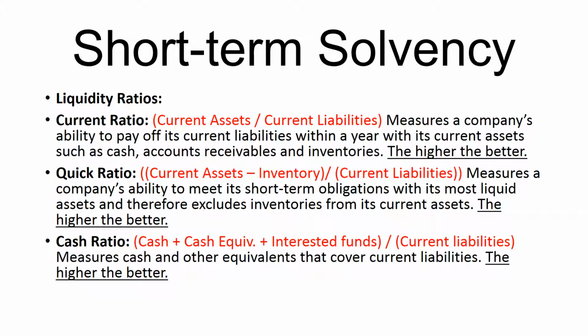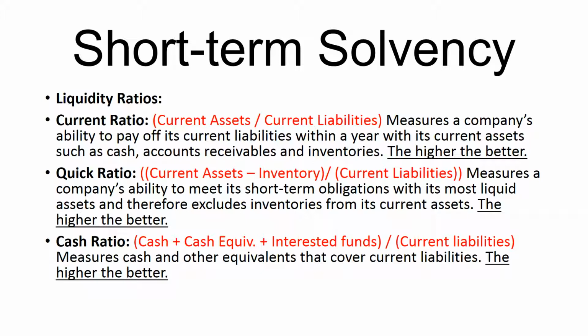In order to analyze short-term solvency, we're going to be using 3 different liquidity ratios. The first ratio we're going to be using is the current ratio. Current ratio can be calculated by taking current assets divided by current liabilities. And it pretty much measures a company's ability to pay off its current liabilities within a year with its current assets, such as cash, accounts receivable, and inventories.